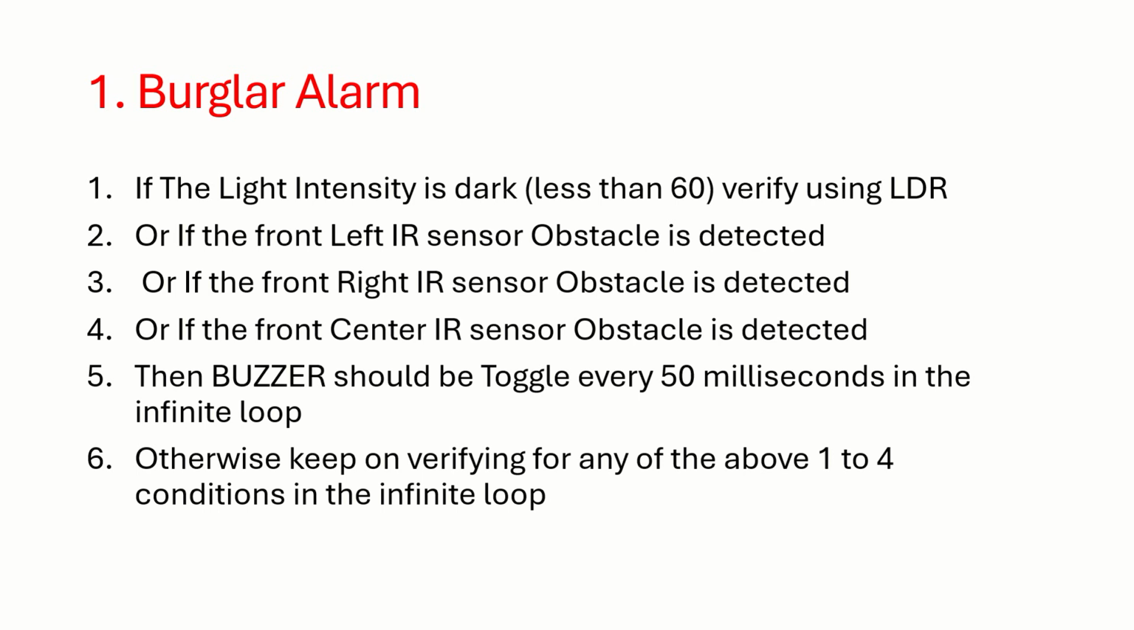Let us use a total of 4 sensors. One is the LDR, light dependent resistor, which will detect the ambient light. Then we have 3 infrared sensors on the front side of the QE robot: front left, front right, front center. So write a program to detect the intensity of the light, and if the light intensity is less than 60, let's say some unit of 60, then the alarm, in our case the buzzer, should start buzzing.